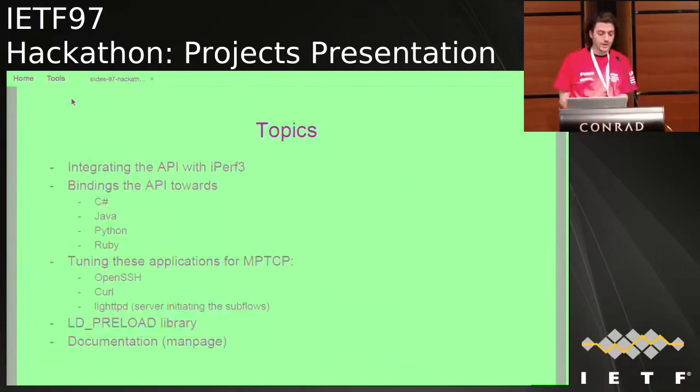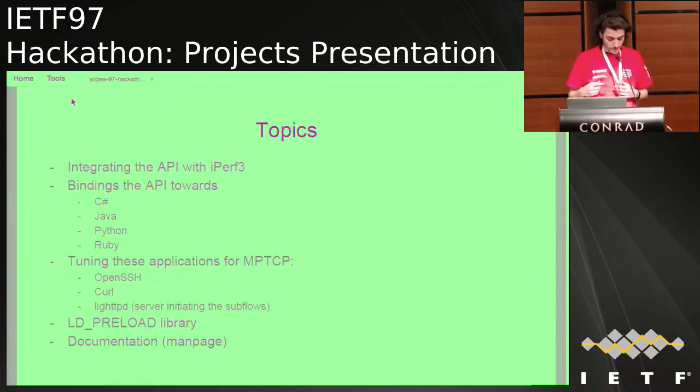In Belgium, they used the API for iPerf 3. They also added some bindings to allow the API to be called from C#, Java, Python, and Ruby. They also modified some applications to be able to use the MPTCP API. So they modified OpenSSH, curl, and Lighttpd. In the case of Lighttpd, basically now the server is initiating the subflow, so the TCP connection.